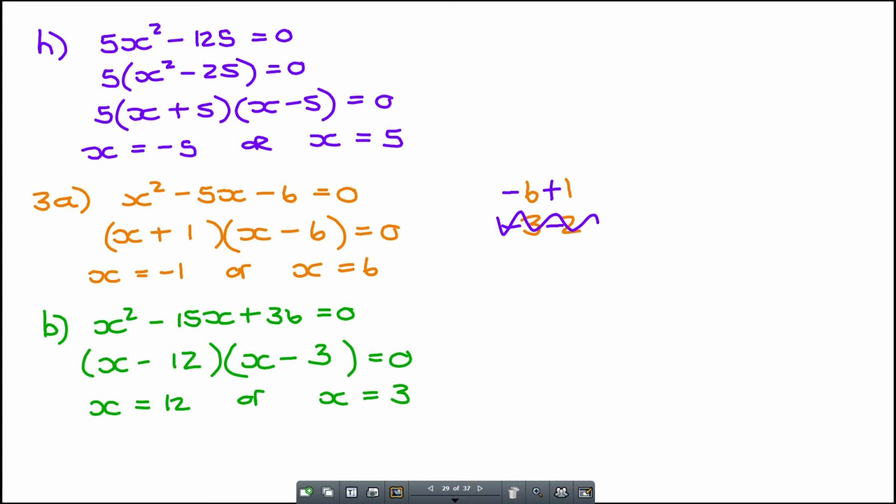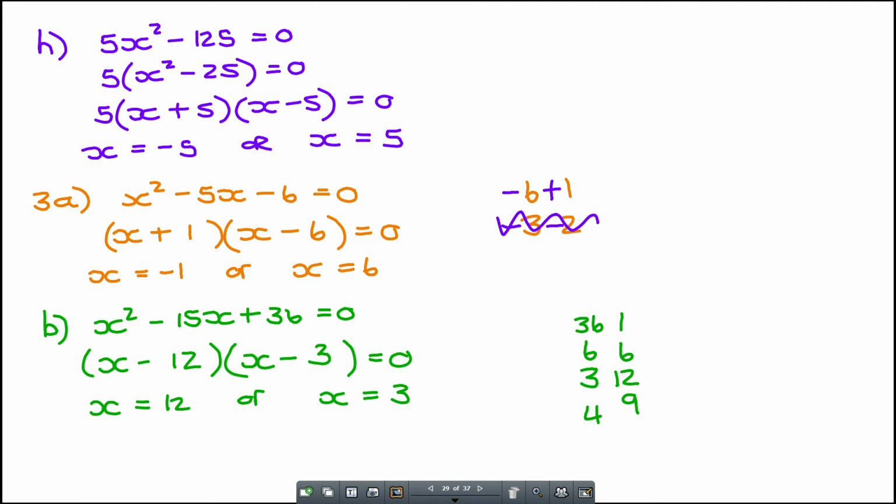Then I've got to look at factors of 36. Now that will be 36 times 1, or 6 times 6, or 3 times 12, or 4 times 9. Okay, I've got to use those to get minus 15.